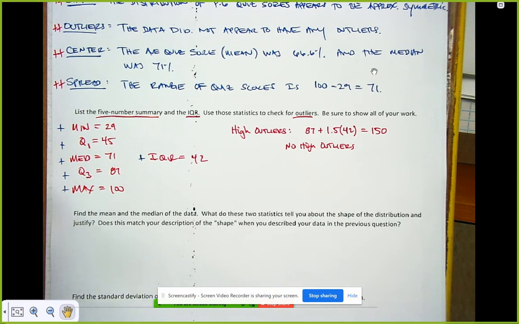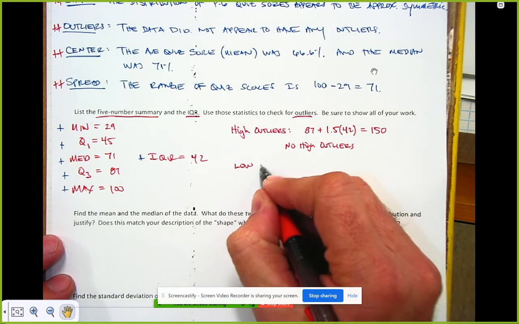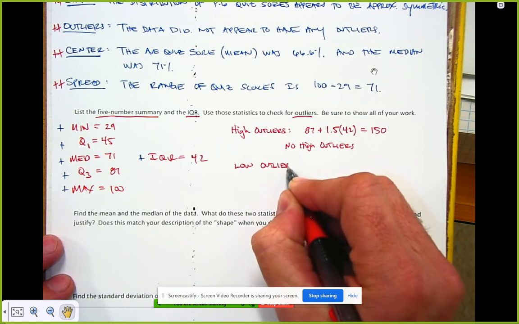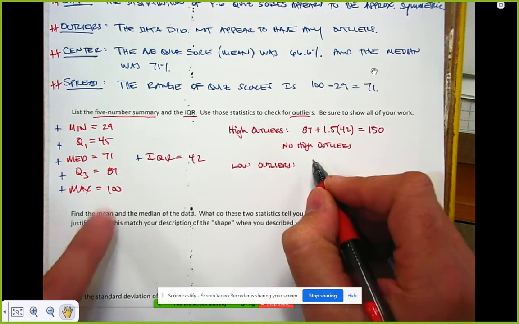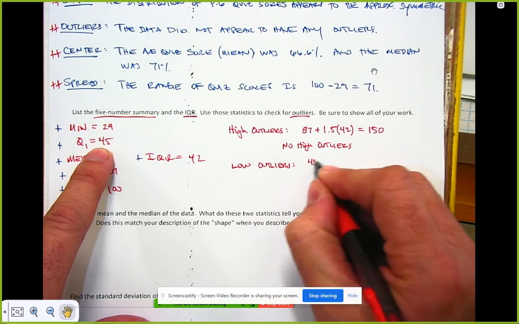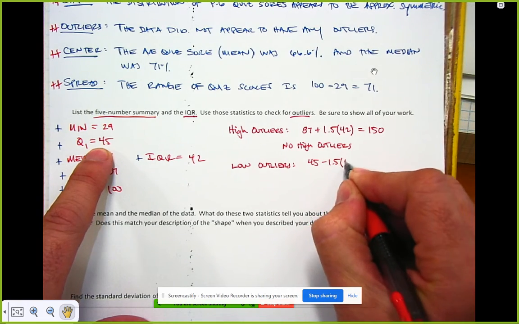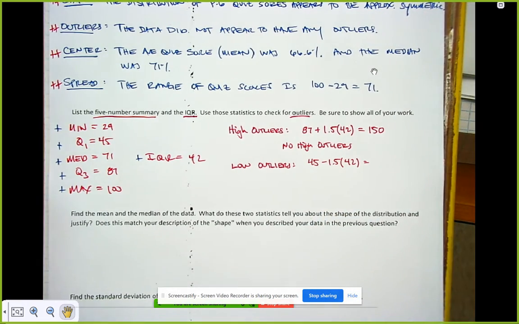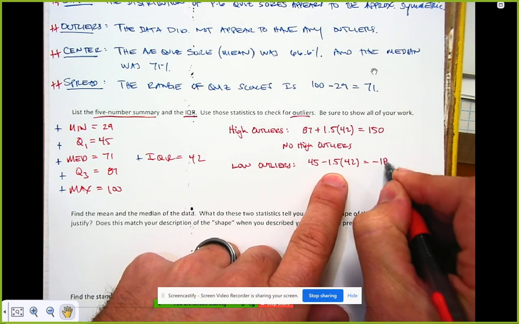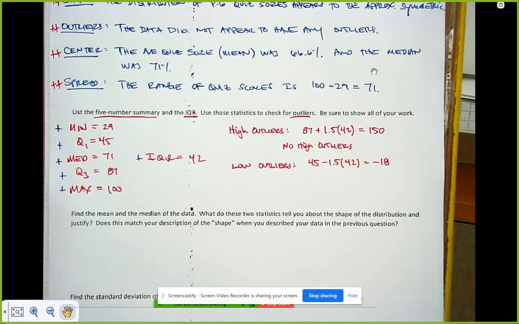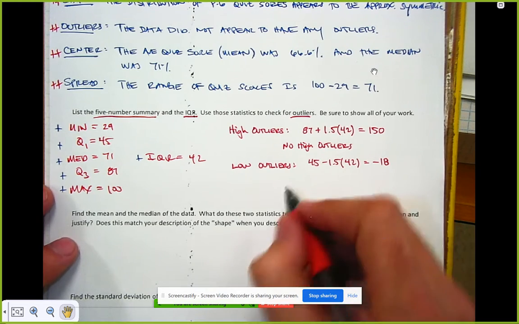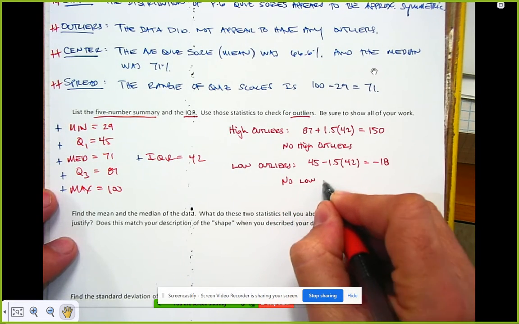Then you do the same thing when you check for low outliers. You go down to quartile 1, 45, and you subtract that exact same thing, 1.5 IQR. That gives you a value of negative 18. Some people forgot the negative sign, so they missed a point there. It says, as long as your data is between negative 18 and 150, it's fine. There's no data lower than negative 18. That's not even possible, so you would say no low outliers.